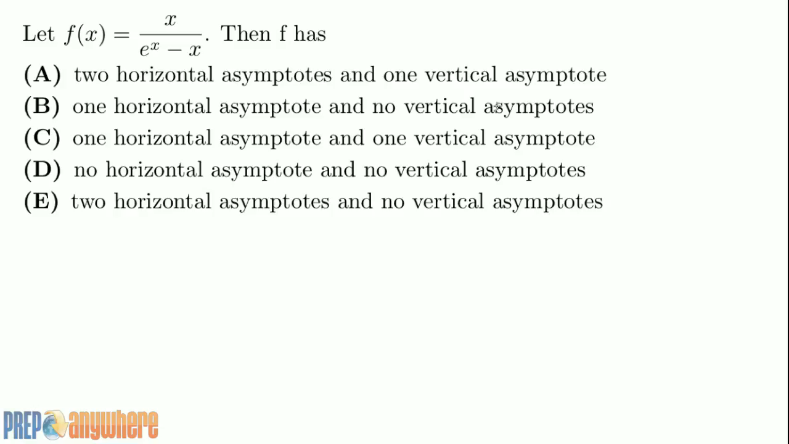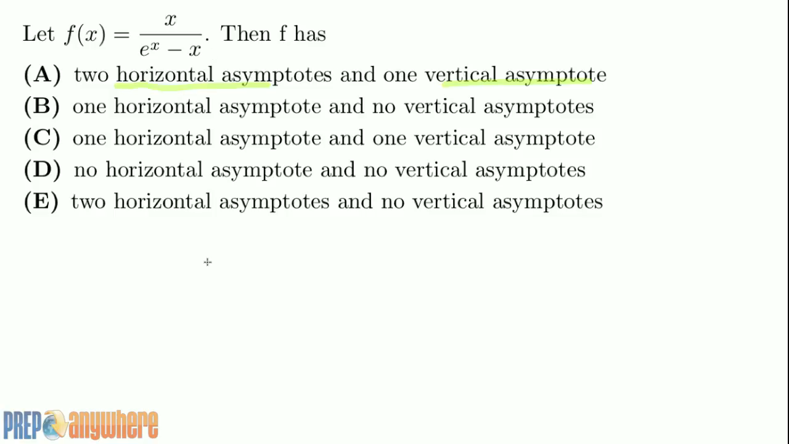Given that f of x is equal to x over e to the power of x minus x, then f has... So let's take a look at the multiple choice. They're talking about horizontal asymptotes and vertical, and that's actually all they talk about here, right? Okay, so that means we need to investigate the number of vertical asymptotes and the number of horizontal.